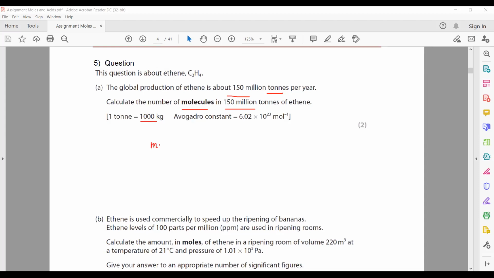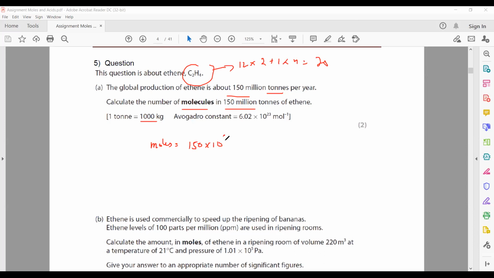Moles equal mass in gram divided by molar mass, and ethene is C2H4, so the molar mass will be 12 multiplied by 2, which is 24, plus 1 multiplied by 4, so the total will be 28. Then how do we get the mass in gram? It is 150 million.